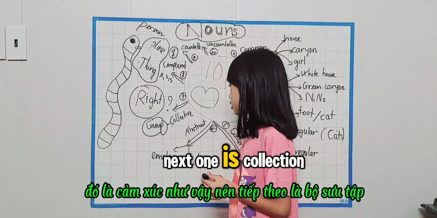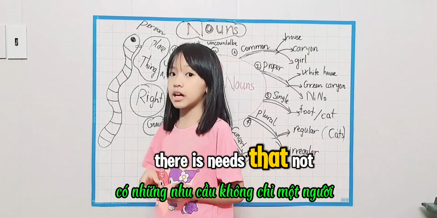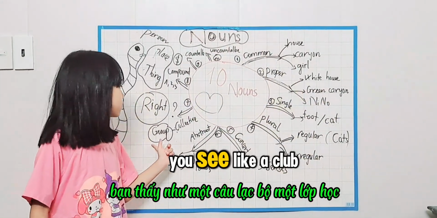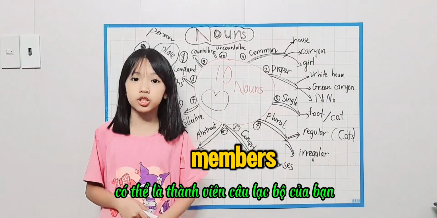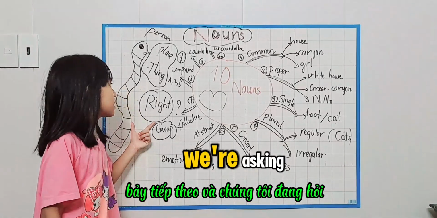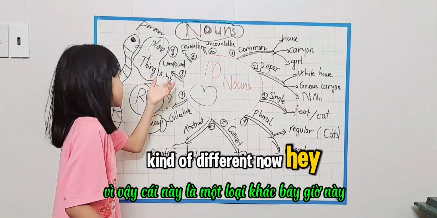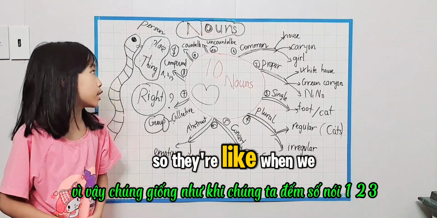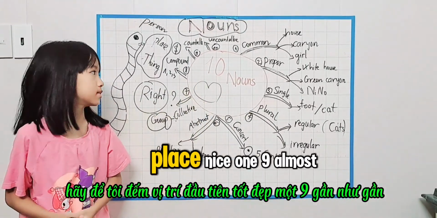So next one is collection. This word means not just one person, but many, like a group of them. You see? It's like a club, a class, maybe your club members, they're also groups. And the next one, 7. We're asking, is it right? This one is another kind of different noun. This time is composed. Composed means, do you know what they are? They're like when we count numbers, say 1, 2, 3. Yeah, we count in our personal ways.